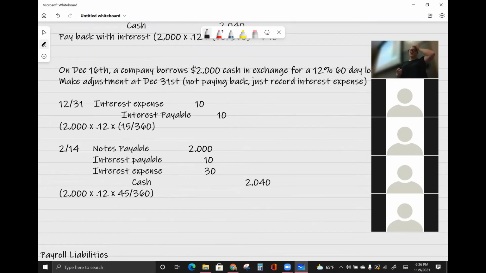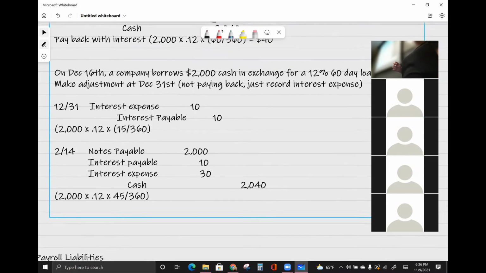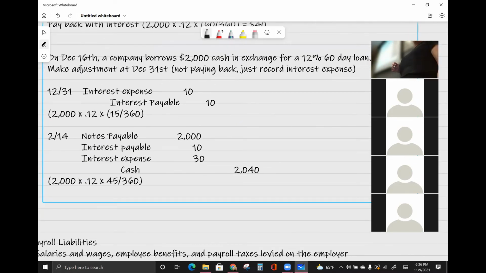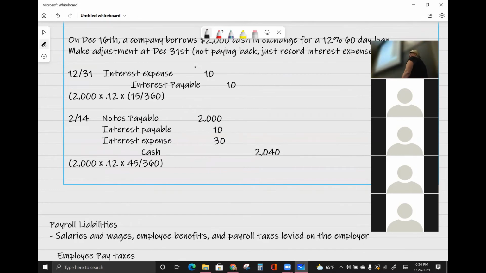On December 16th, this is an example that we're not paying it back in the same year. On December 16th, the company borrows $2,000 cash in exchange for a 12% 60-day loan. We want to make an adjustment on December 31. So my period runs from January 1 to December 31. I have a loan that I took out on the 15th of December of $2,000. So I have 15 days in there that I need to record part of that expense because it's for that period. I'm getting ready to roll into a new year.